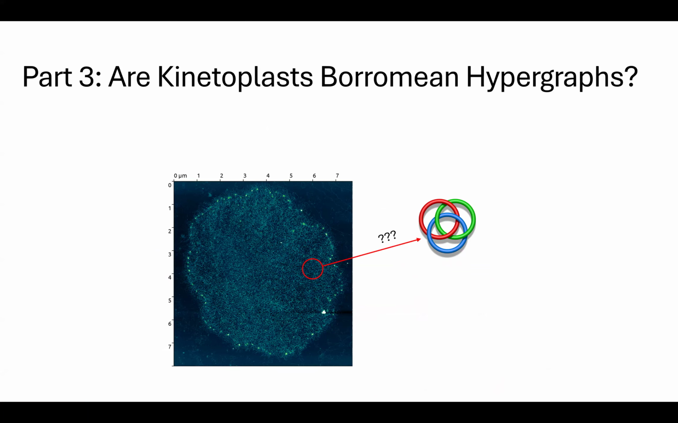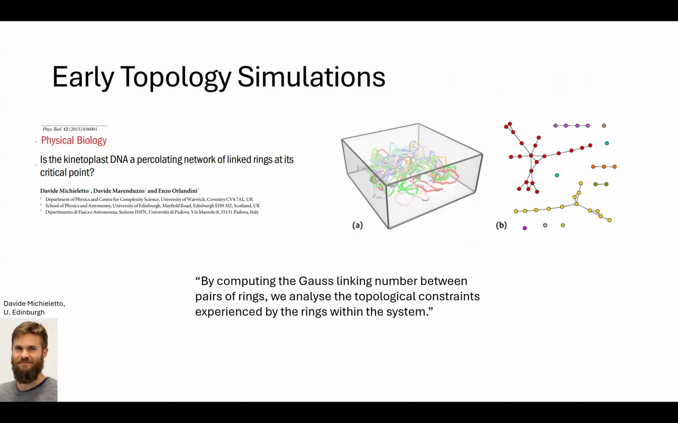Okay, so the last part is called Are Kinetoplast Borromean Hypergraphs, and I'm going to again assume that not everybody knows what all those words mean, so I will walk you through it. But just going back to how we understand kinetoplast topology, there was that experiment from the 90s. And then one of the first simulations of how these things form was done by Davide Michieletto. He's kind of the major player in kinetoplast biophysics over in the UK.